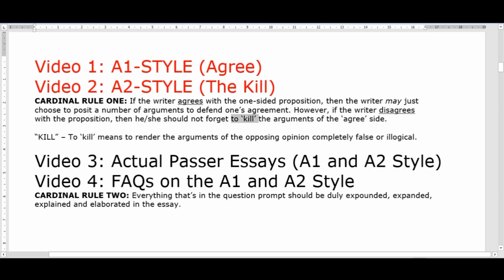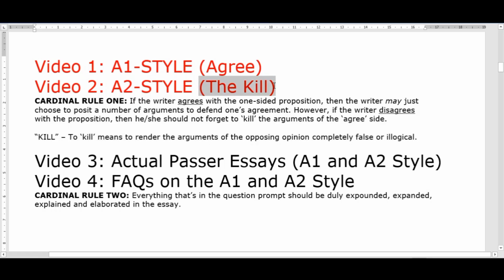And I'm sure in the earlier video, I had an FAQ video, and one of the questions there was asking how should we define the kill. So there's the definition of the kill for you. To kill means to render the arguments of the opposing opinion completely false or illogical. So that's a very fundamental description. Please don't forget about the kill.